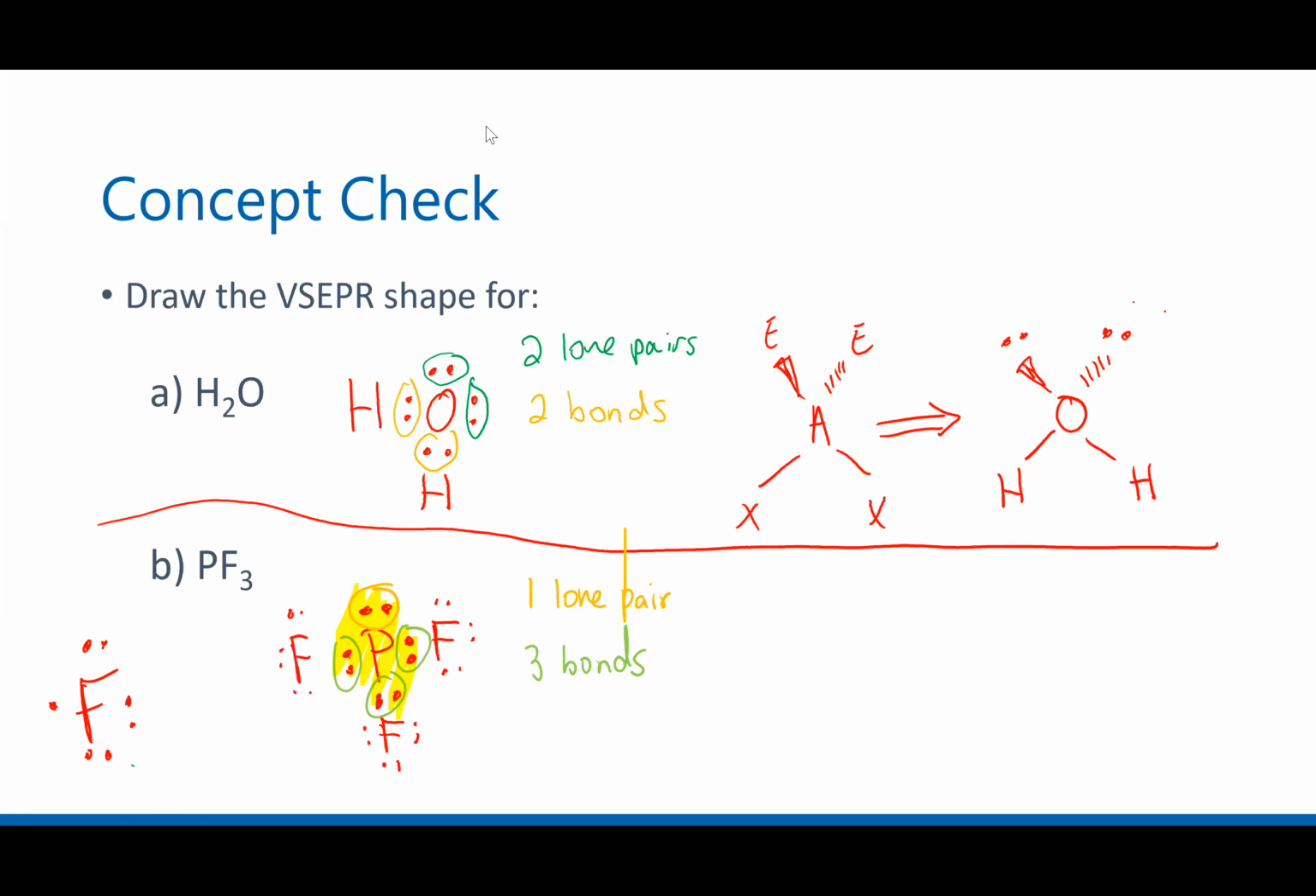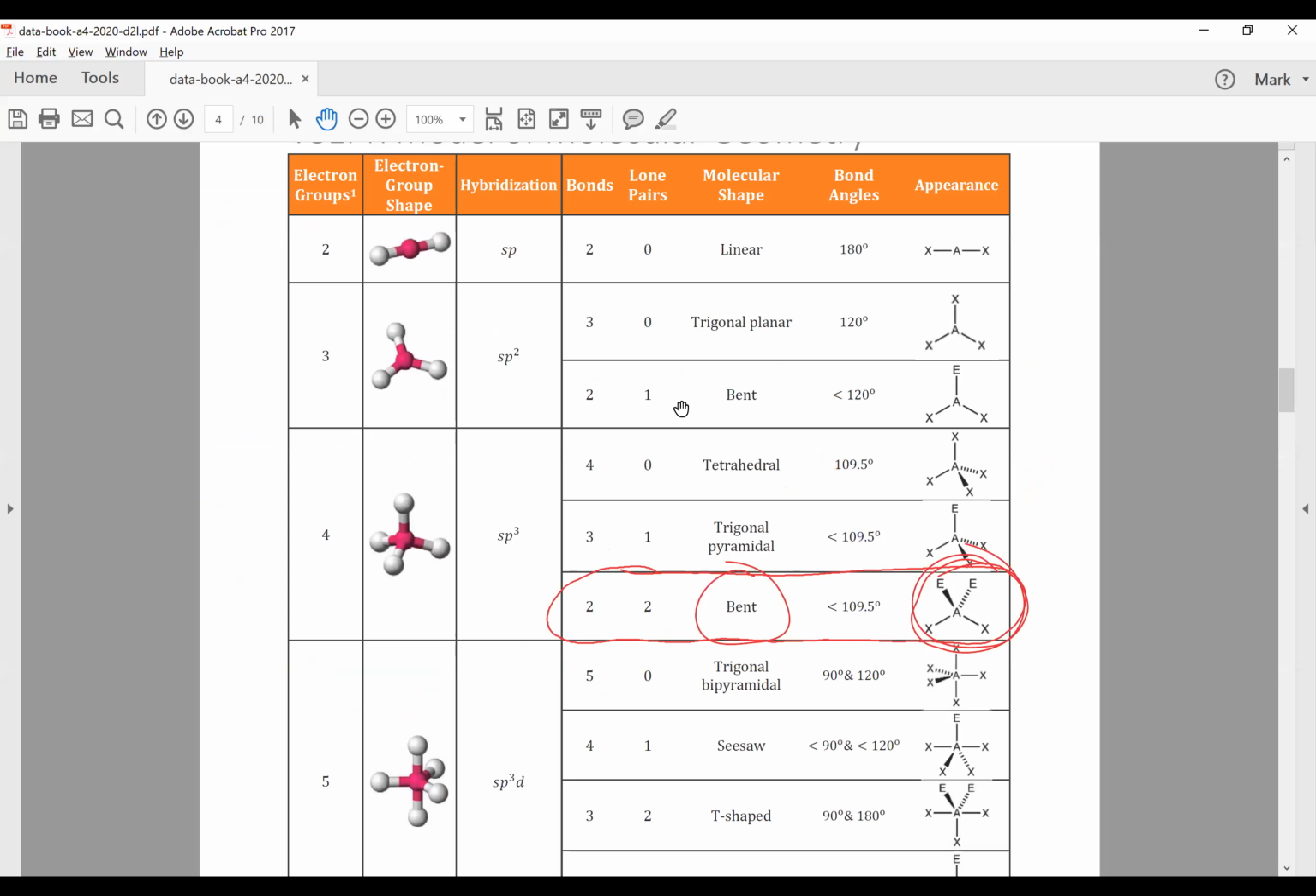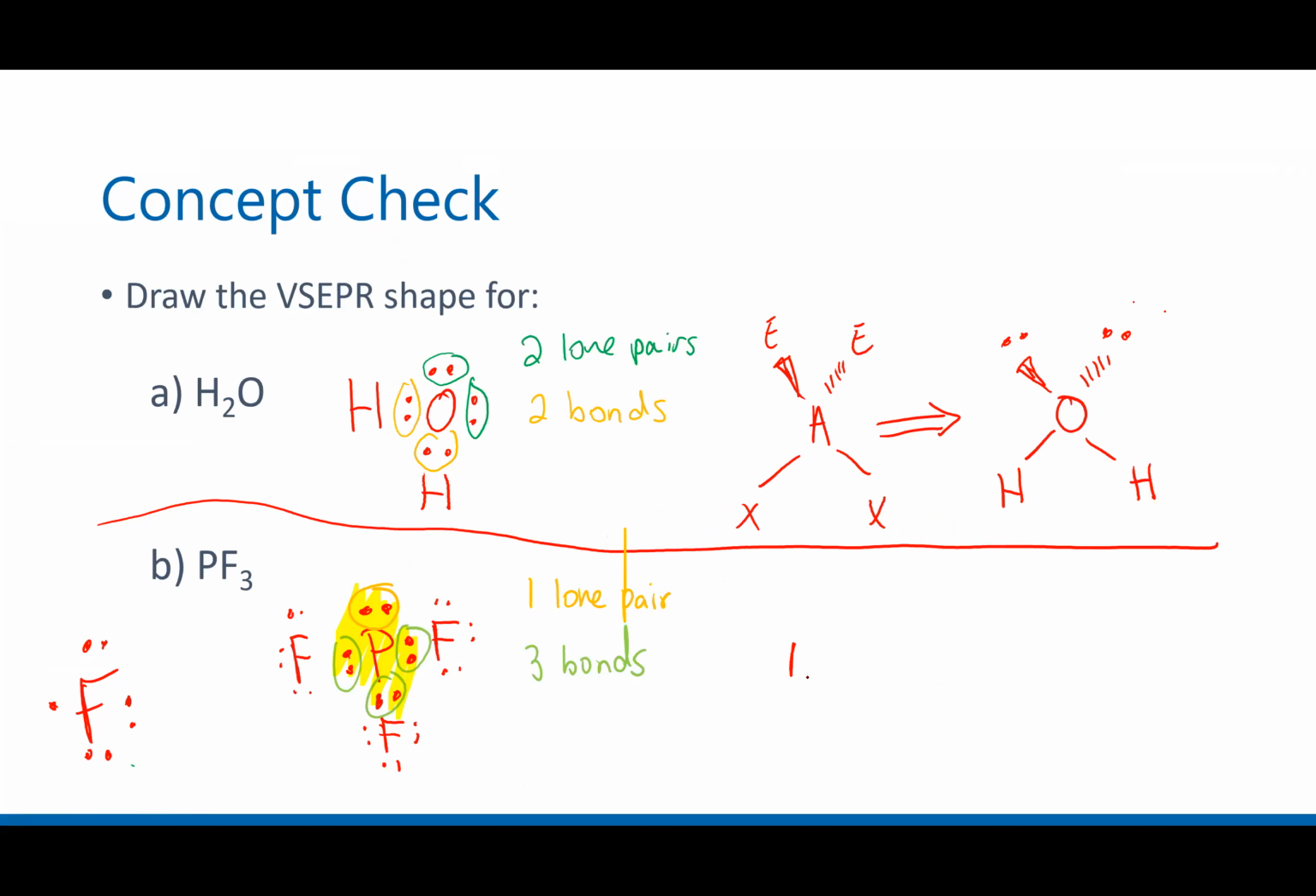Sorry, let's look at the data booklet. I'm looking for something that has 3 bonds and 1 lone pair. There it is. Maybe my favorite shape, trigonal pyramidal. You don't need to memorize that word. You just need to know how to pick it out of a list. And here is my sketch. All right, so going back to my notes, the data booklet says it will look like this. E, and then X, X, X.